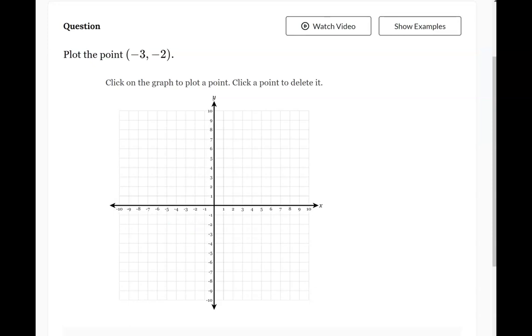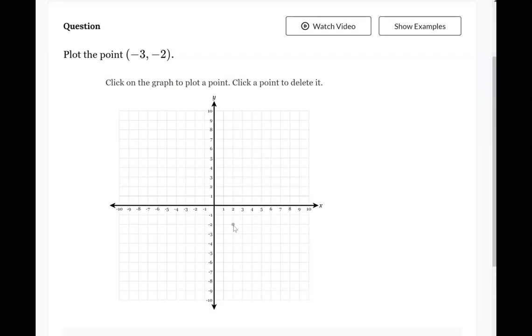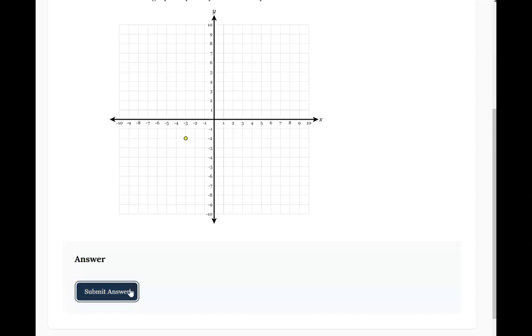So use your mouse or your touch screen to click once there. If you make a mistake, click the point again and move it someplace else. So you can't click over here unless you unclick this point to create a new one. Once you've got it in the right place, submit your answer.